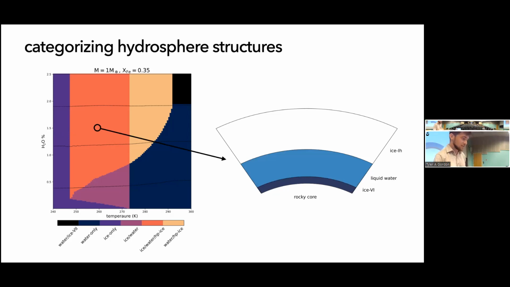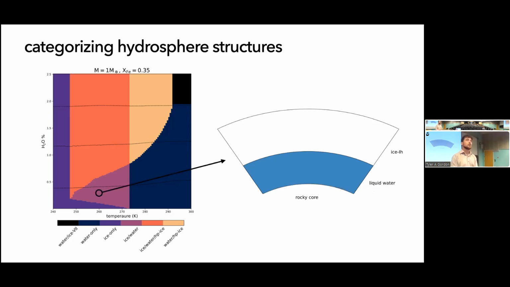In this orange regime, we've increased the temperature a little bit. So now our pressure temperature tracks go through the liquid water part of the phase diagram. And so we move from an ice crust to a liquid water ocean, and then again, a high pressure ice mantle, in this case, ice 6.